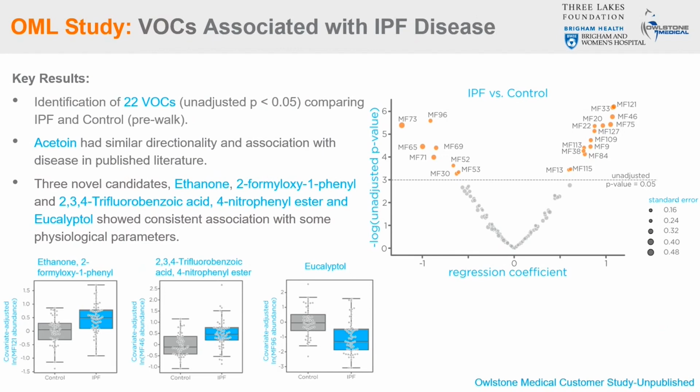Here we show some key results in the study. We identified 22 VOCs significantly different between IPF and healthy controls that were sampled before the 6-minute walk test. One of the VOCs we found was acetoin, a compound used as a flavoring agent in foods. Acetoin was found associated with IPF disease in published literature, and here we find similar directionality. In addition, 3 VOCs were identified as informative predictors of IPF status.